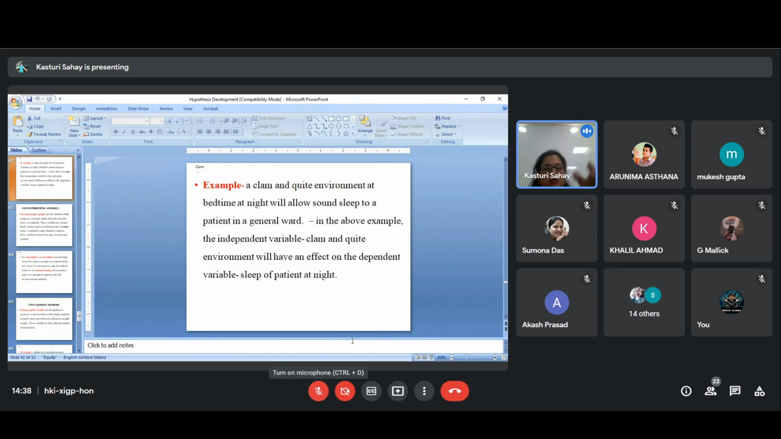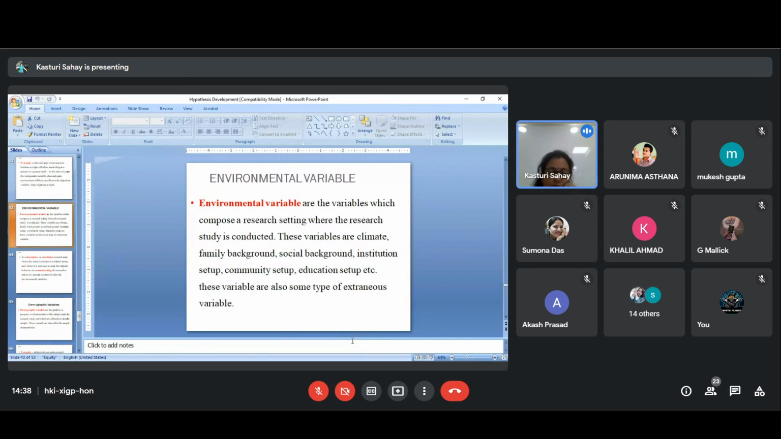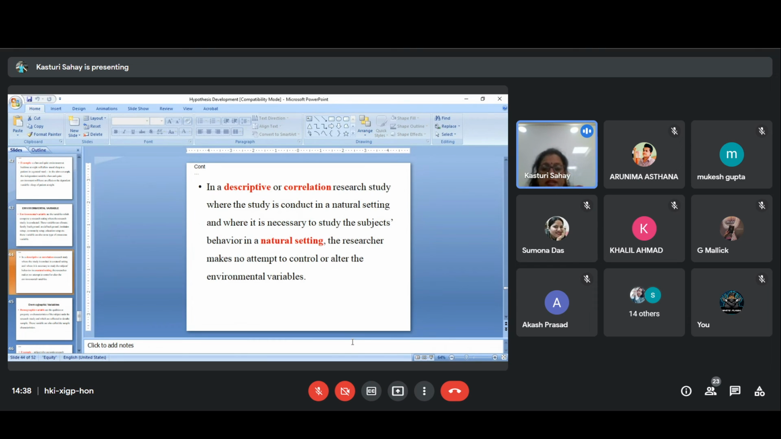So the external variables which you have are to be controlled. Now, there are some environmental variables which also need to be checked. Environmental variables are the variables which compose a research setting where the researcher's study is conducted. These variables are climate, family background, social background, institution setup, community setup, education setup, etc. These are all part of extraneous variables, but we are separately defining them as environmental variables as well.